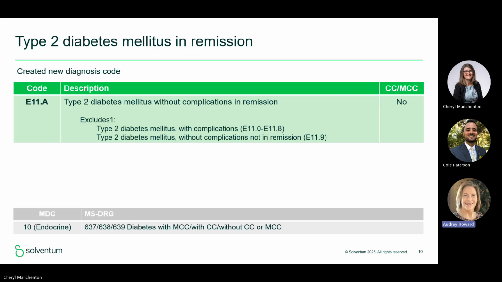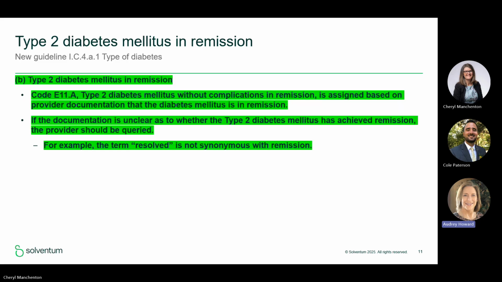As we go on to the next slide, you'll see that a new official coding guideline was created explaining the use of code E11.A1. The code is assigned based on the provider documentation that the type 2 diabetes is in remission. If the documentation is not clear regarding whether the diabetes has achieved remission, then the provider should be queried for clarification. The guideline made a point of stating resolved is not synonymous with remission.